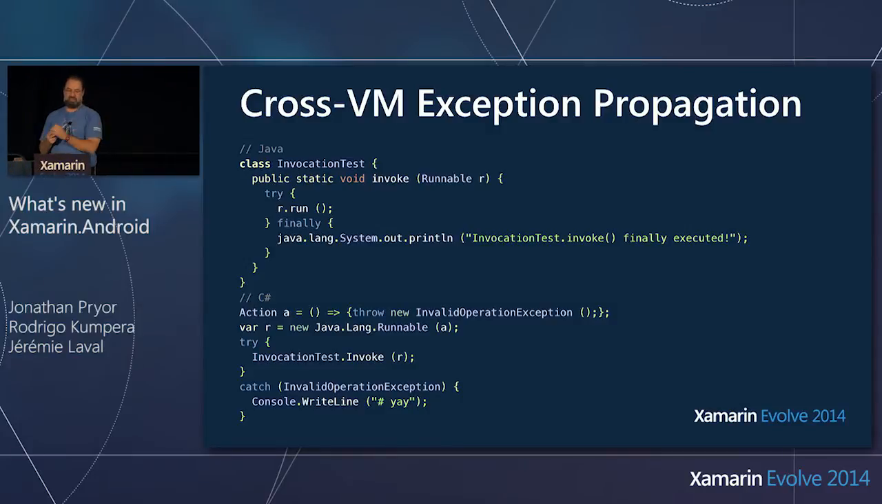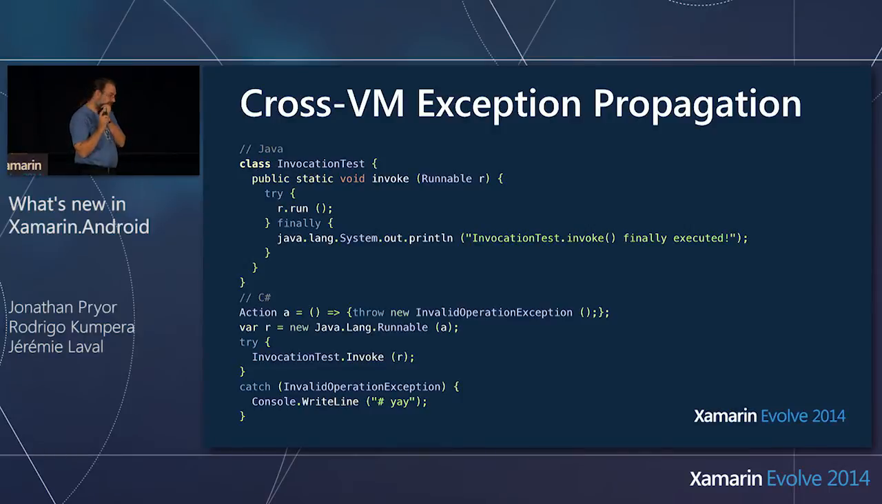And then we have a C# binding, not shown. We're using the binding, and so we are using an action, wrapping the action in a runnable. So we create the action here. We wrap it in a runnable here. We invoke our Java method. And so the question is, what do we expect to happen?